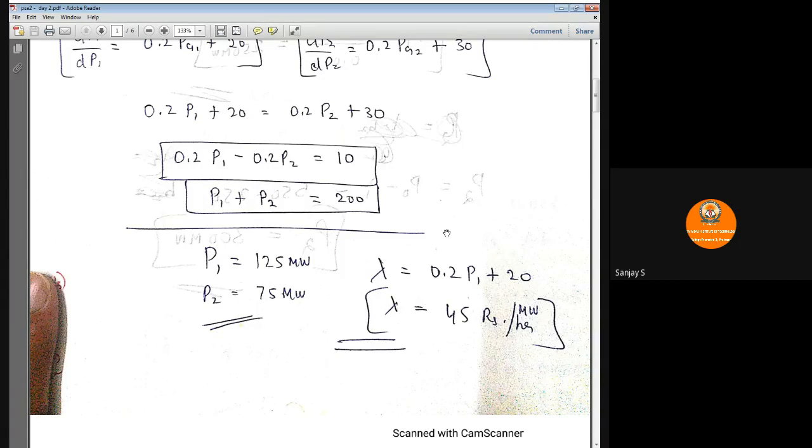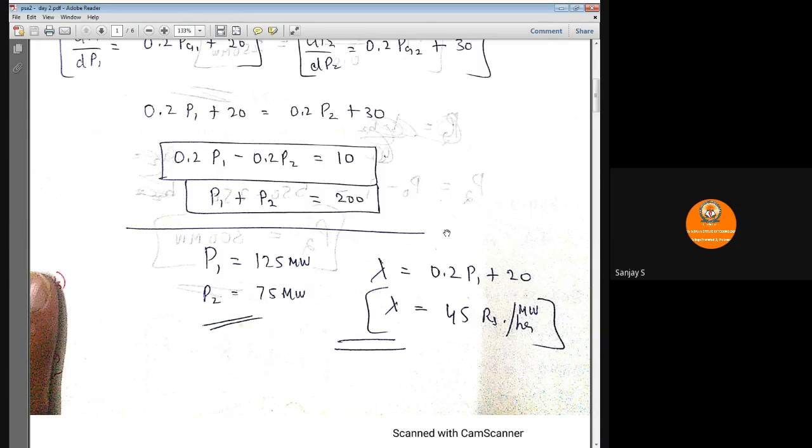First equation is coordination equation. Second equation is power balance equation. So there are 2 variables, there are 2 equations. You just have to solve these 2 equations to get P1 and P2. This is your optimal schedule, which is 125 megawatt and 75 megawatt.